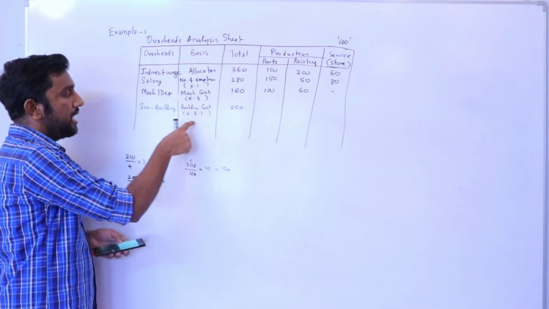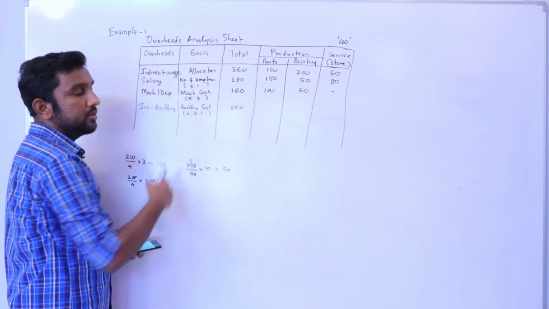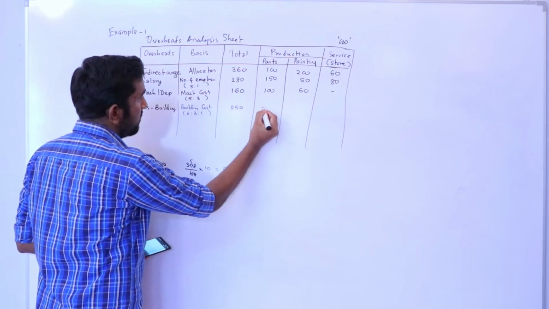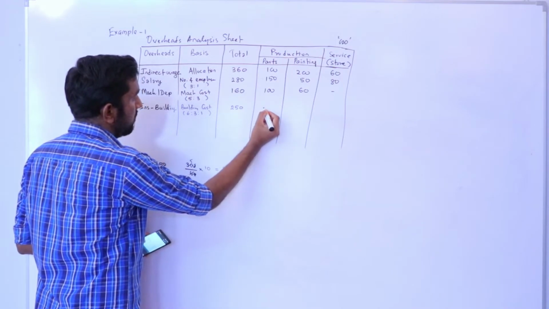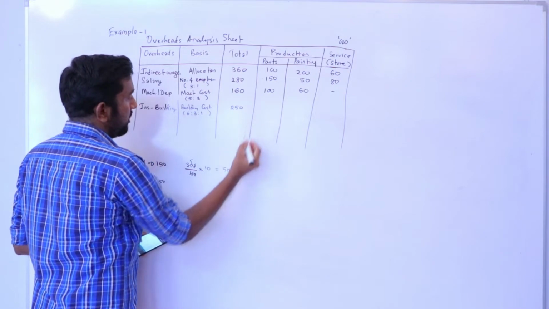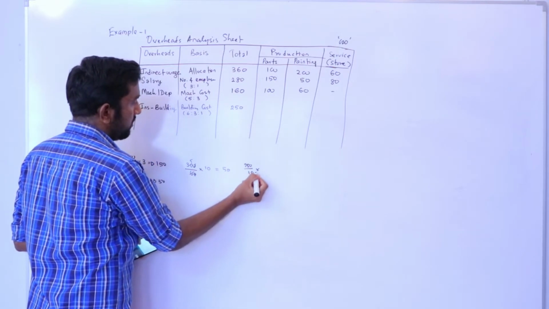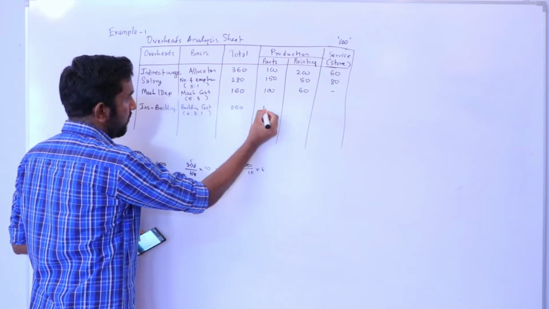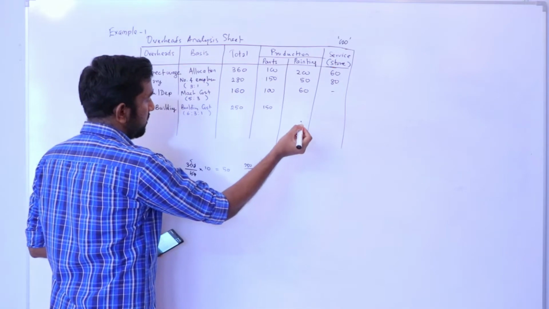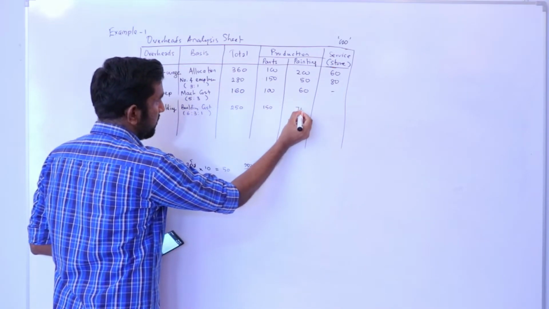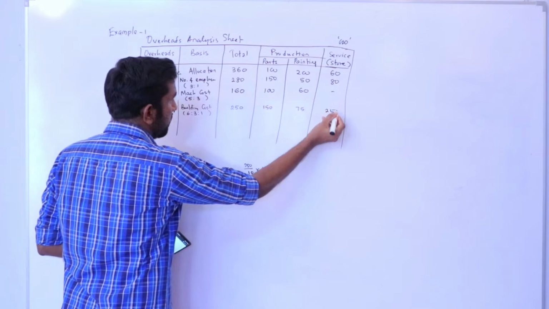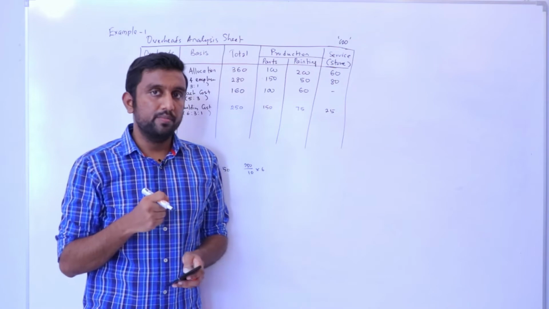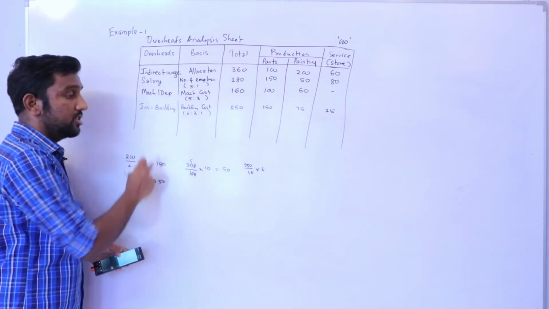So 250 I am going to divide among the departments, right? So this is how much? 250 divided by 10 into 6, right? 25 into 6, how much? 150. This is 75 and this is 25, right? So this point is very important. The specific overheads transaction is very important.